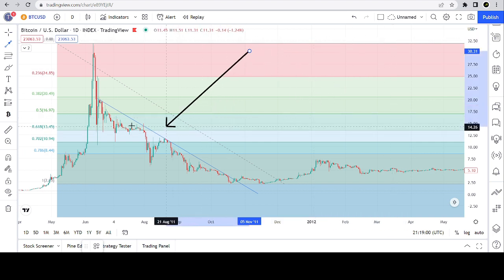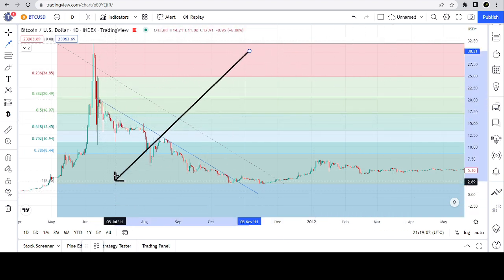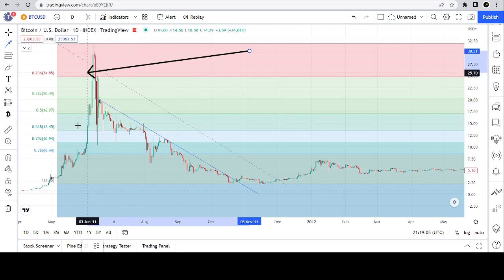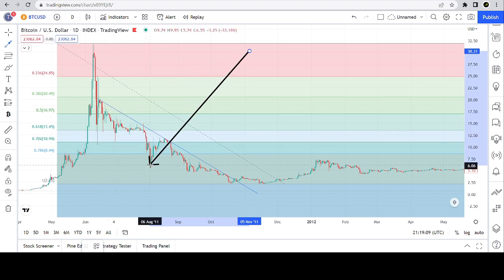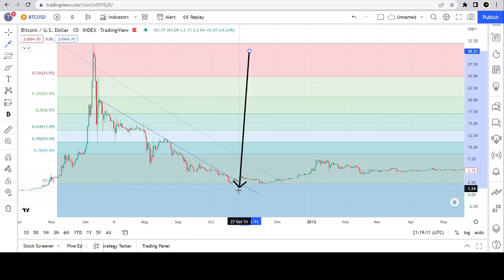So, Bitcoin in a correction does, after its initial peak, it comes down and then retraces and does three waves to the bottom. 1, 2, 3.